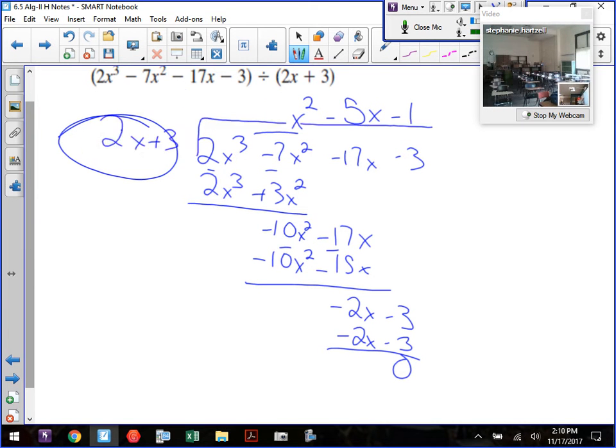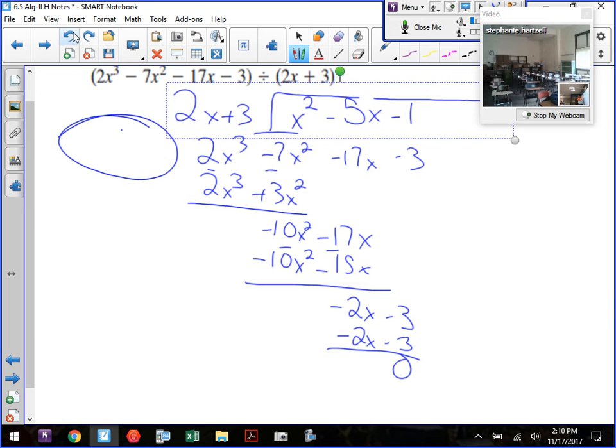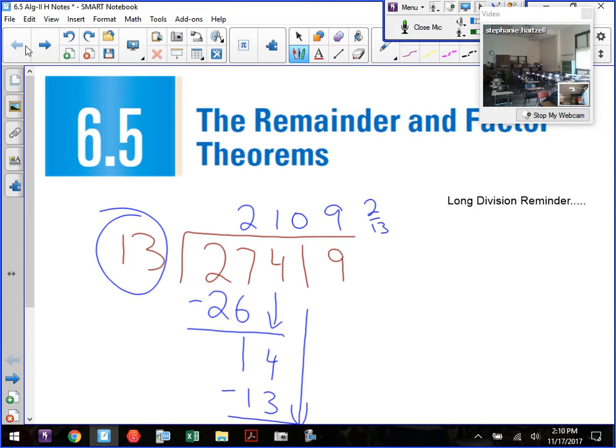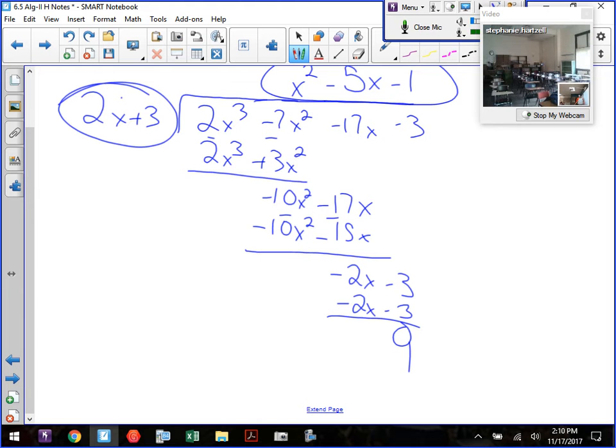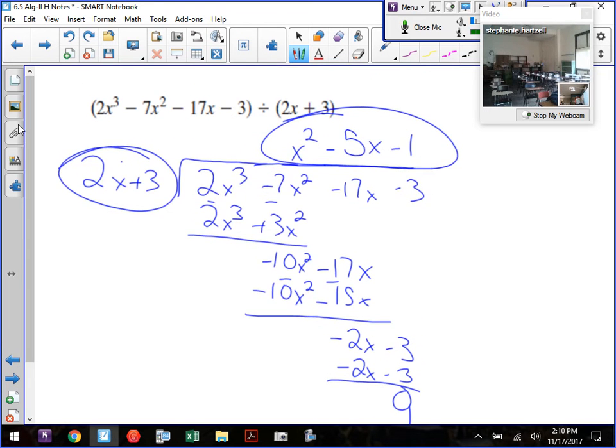So if I multiplied these two guys together, I'll get that 2x cubed and so on. Right? The answer is this. What if there was a remainder? Let's say the remainder down here, just for ease, wound up being 9. What do you think you would have written it as for a remainder? Yeah, it would have been all this junk plus 9 over 2x plus 3.